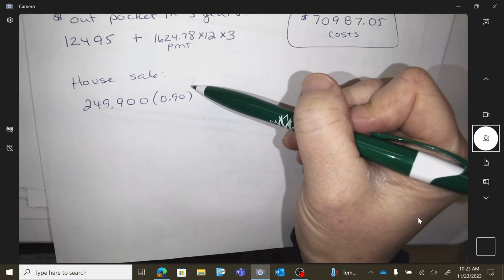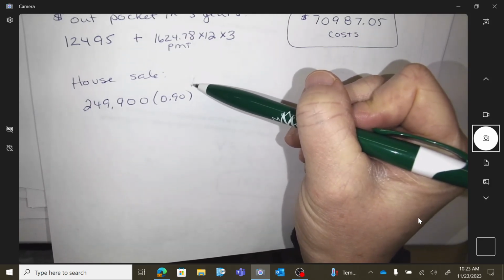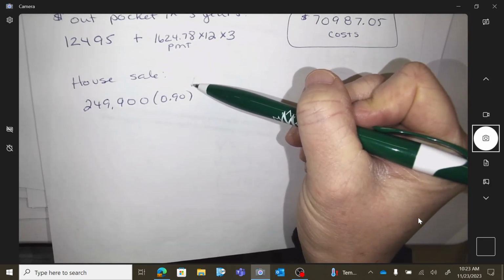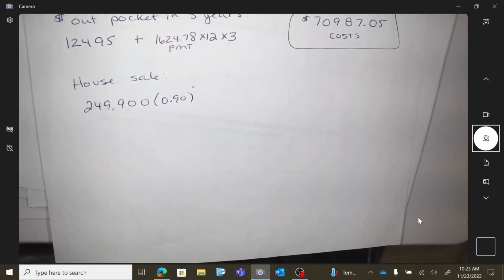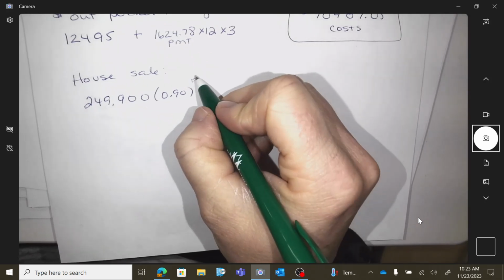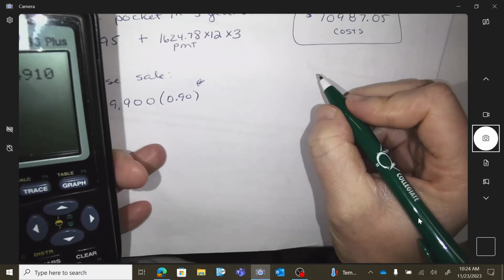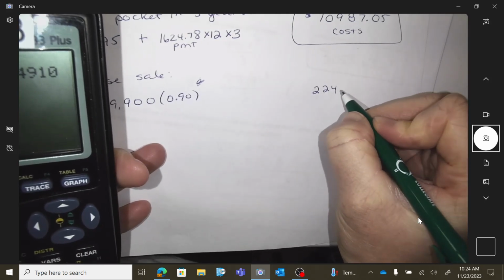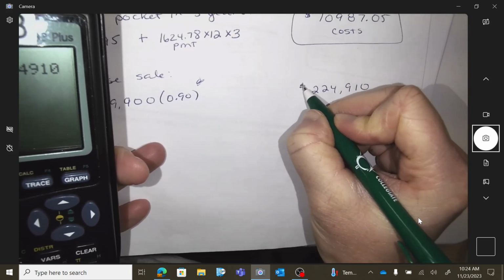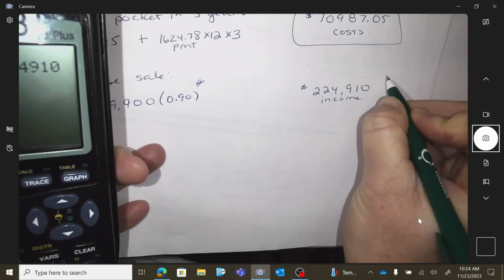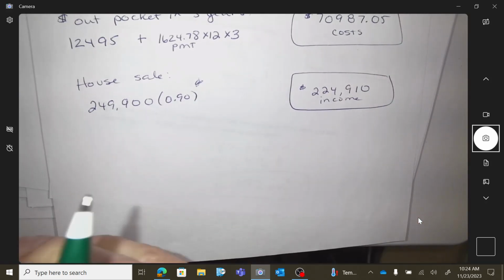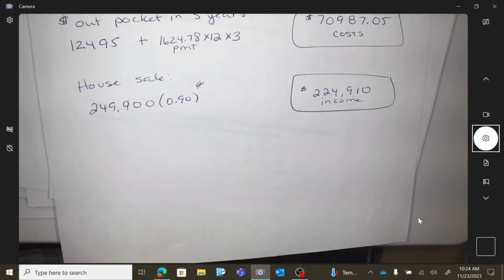You would do an exponent 3, because it's doing that each year. But this just said 10% over the 3 years. Okay, so now how much do you sell your house for? So when you sell your house, you get that much money.